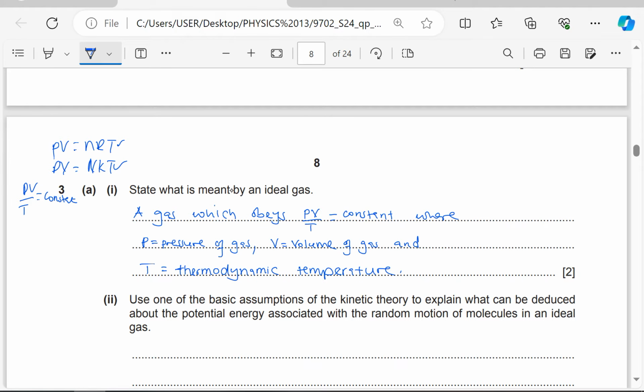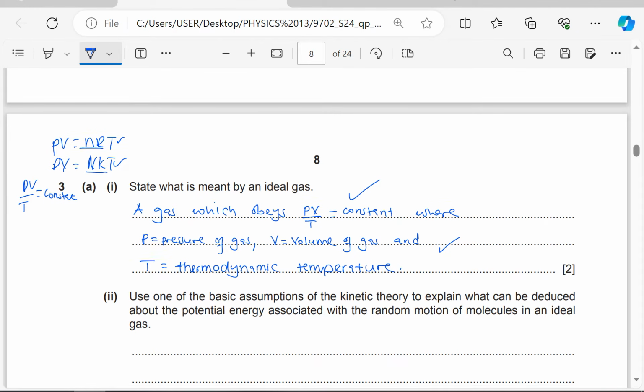That is temperature in Kelvin units. So you must state that this gas obeys PV over T is equal to a constant, or it obeys PV equals NkT, or it obeys PV is equal to nRT. Why am I saying PV over T is a constant? Because nR is a constant, Nk is a constant. So PV over T is equal to a constant. You define the quantities P, V and T for the second mark.